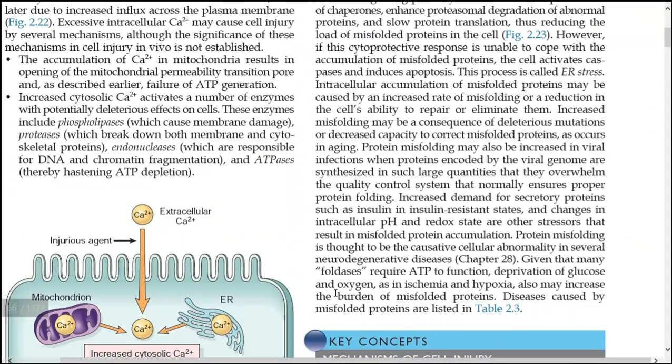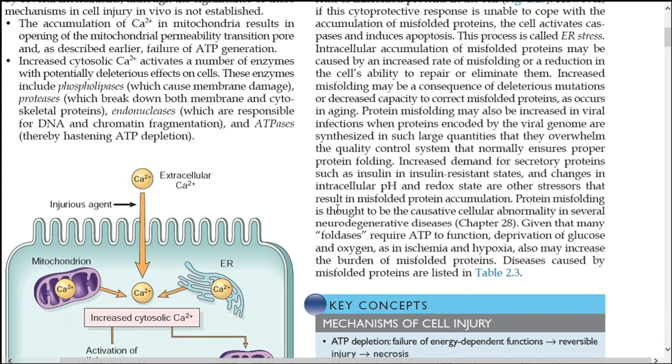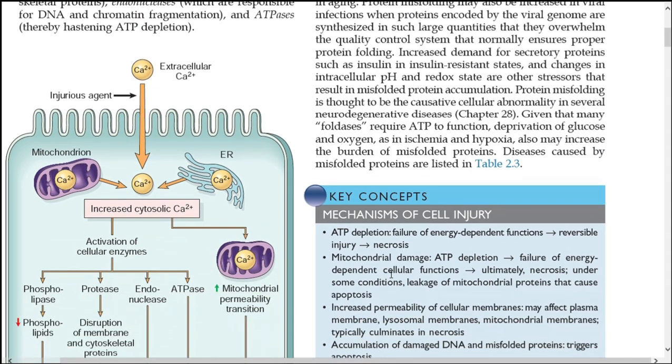Protein misfolding is a key indicator for many neurodegenerative diseases, such as Alzheimer's disease. Foldases usually require ATP to function.